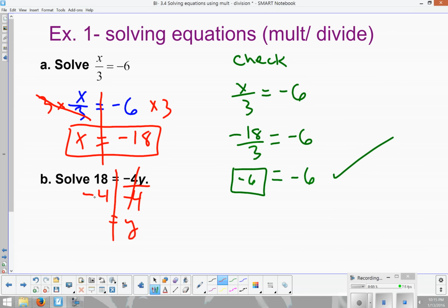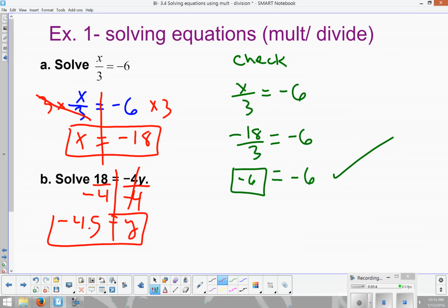Since we're dividing, what's 18 divided by negative 4? Now, you may end up with a decimal, so that's okay if you end up with a decimal. You're just going to solve 18 divided by 4, and once you get that, you will get negative 4.5.